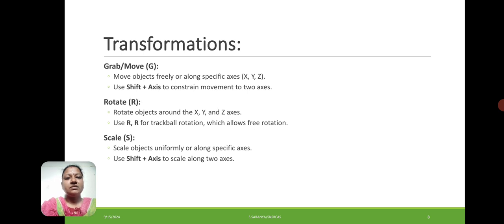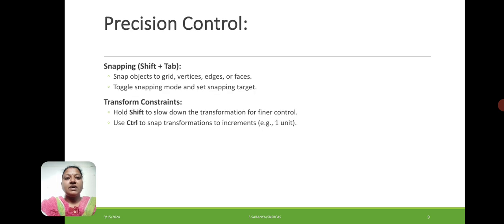Transformation. Already we know the key G is used to grab and move a particular object. Moves the object freely or along a specific axis X, Y and Z. Use shift plus axis to constrain the move to two axes. Next is key R. Rotate objects around the X, Y and Z axis. Use R twice for trackball rotation, which allows free rotation. Next is scale. Scales the object uniformly or along a specific axis. Use shift plus axis to scale along two axes.